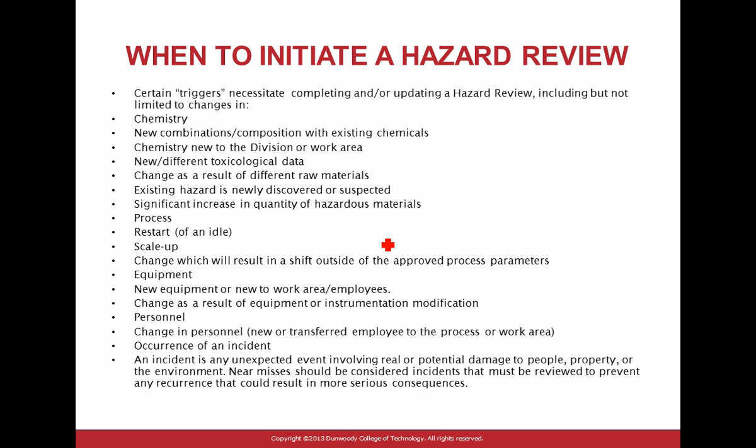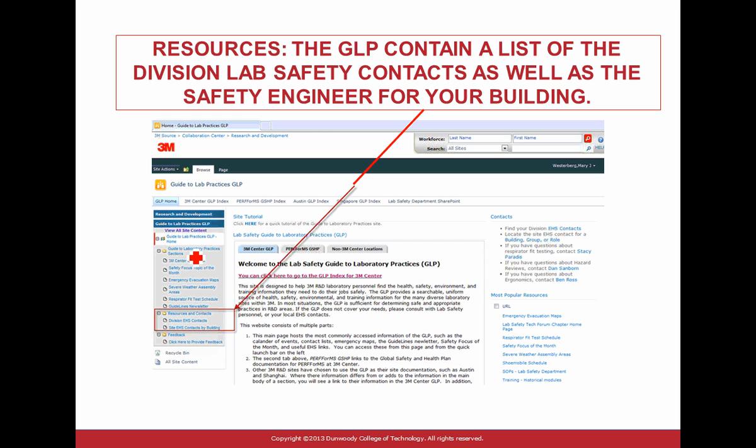When to initiate a hazard review. There's a bunch of things, guys, that you can initiate one for. I'm going to pick this one: significant increase in quantity of hazardous material. Restart, scale up. All these will require you to initiate a hazard review, which is filling out that form I showed you at the beginning. Here's where things are located. Resources. The GLP contains a list of the division lab safety contacts as well as a safety engineer for your building.